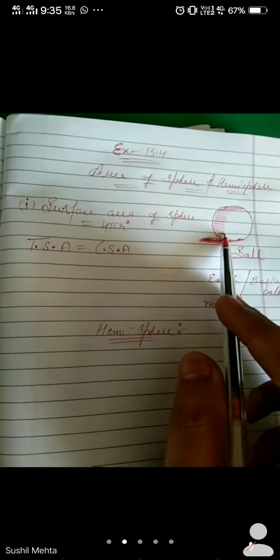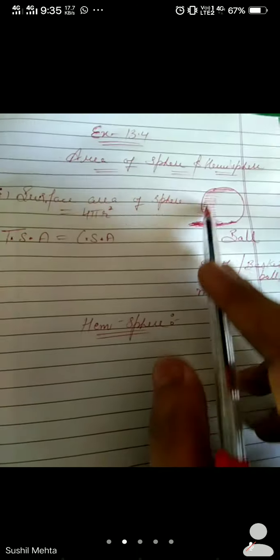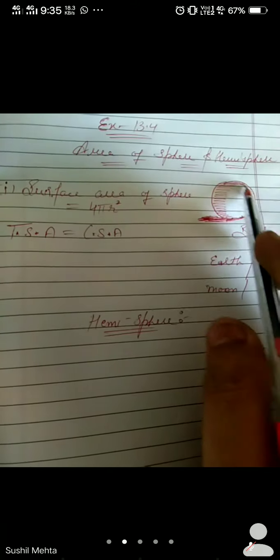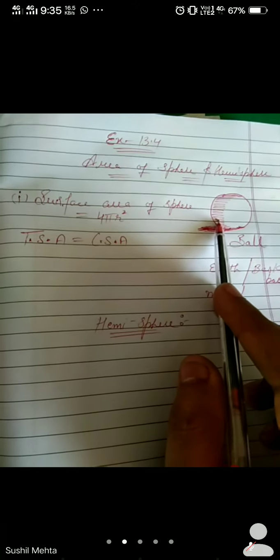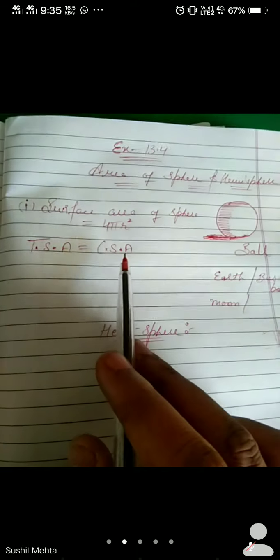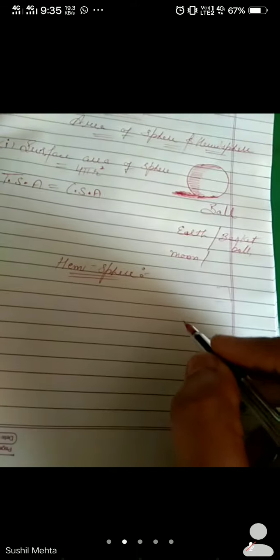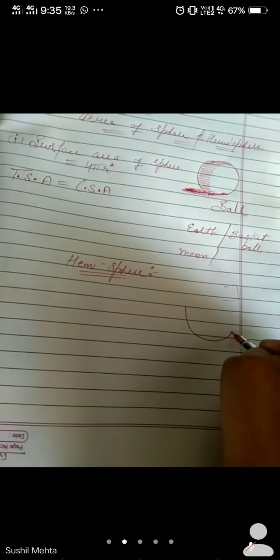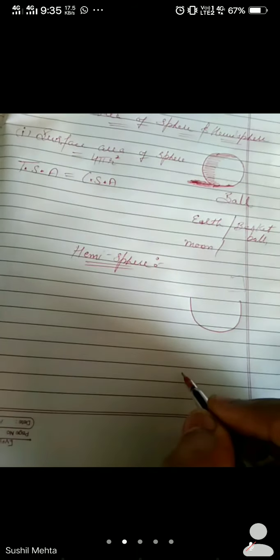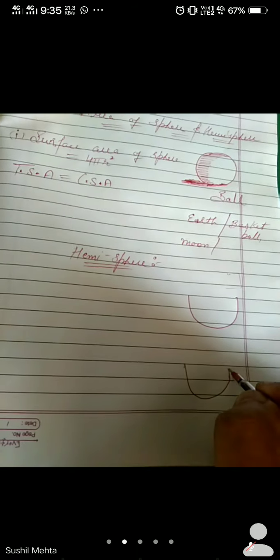In a sphere, total surface area is equal to curved surface area because all the area in a sphere is a curved surface area. Clear? So I can say that total surface area is equal to curved surface area. But in a hemisphere, the curved surface area is different and total surface area is different.